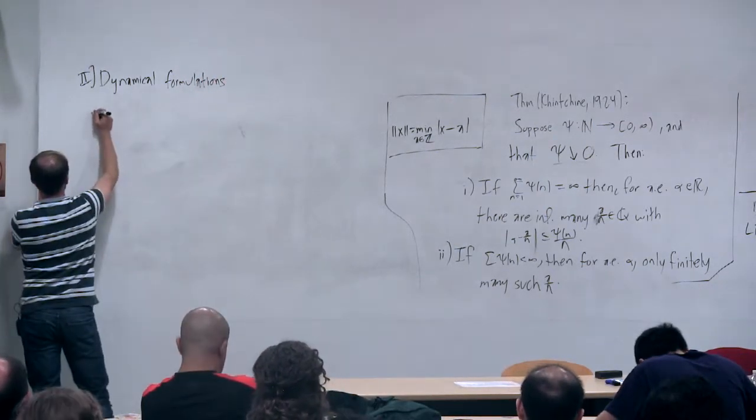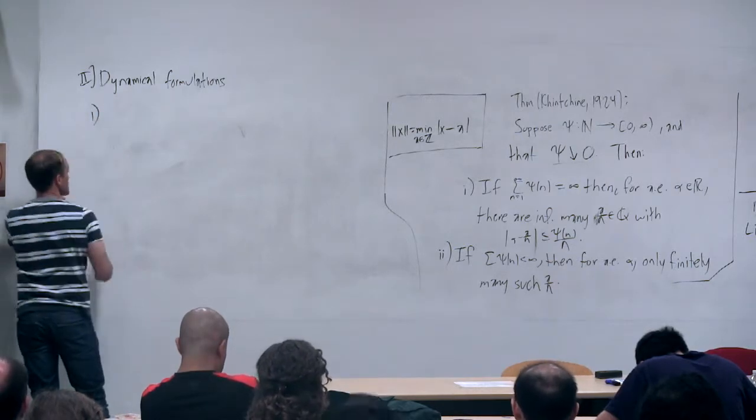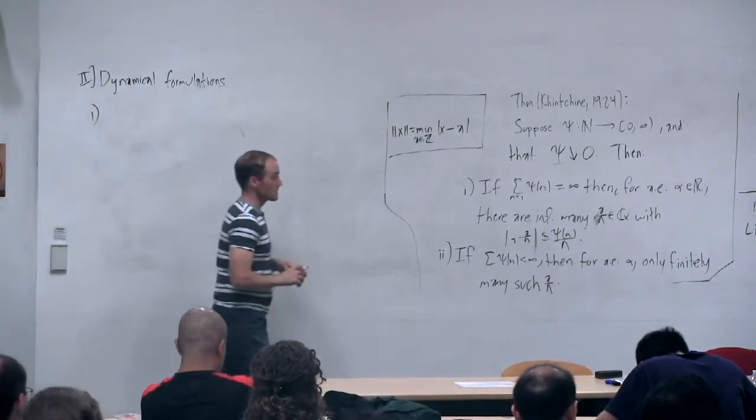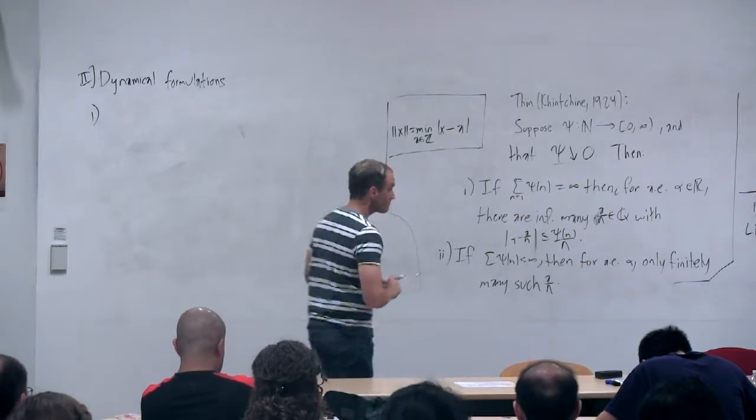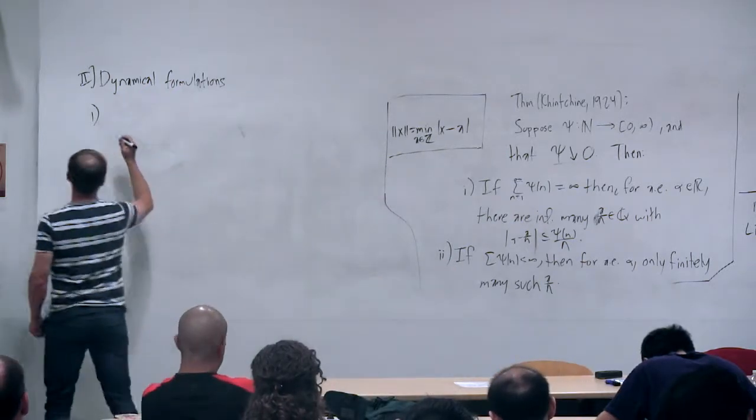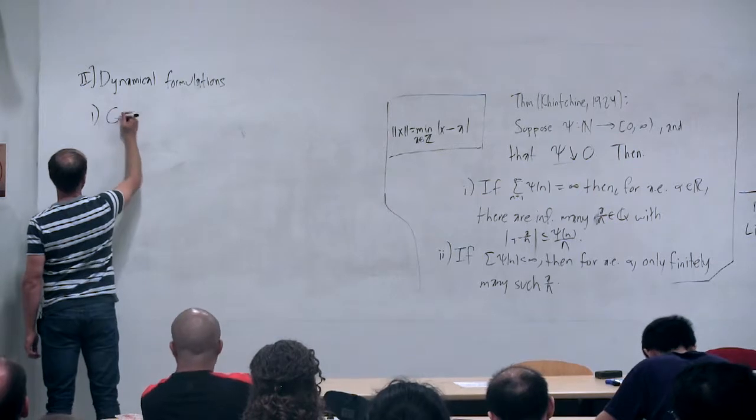Okay, so the first thing that I want to talk about, in the context of these results like the Borel-Bernstein theorem, badly approximable numbers, etc., is the Gauss map.